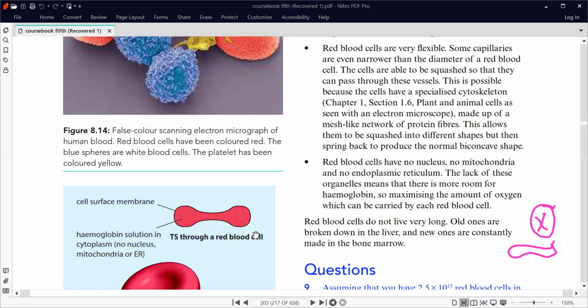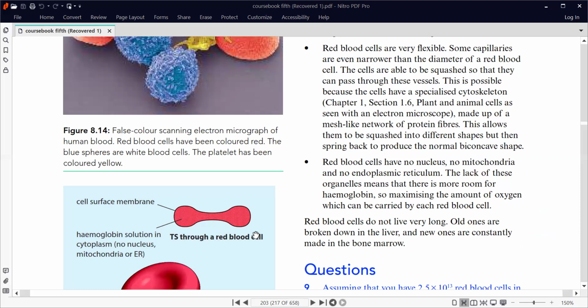So if there is no mitochondria, there is no use of oxygen inside the cell, and they can easily carry the large amount of oxygen throughout the body. The lack of these organelles means that there is more room for hemoglobin to maximize the amount of oxygen. They maximize the amount of oxygen when they don't have any nucleus.